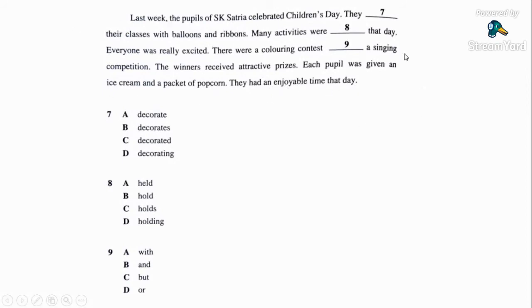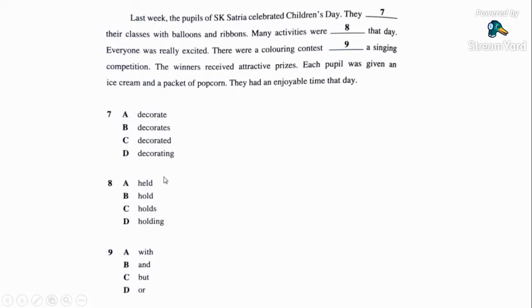So from the passage, now that we have read the passage, we know this is past tense. So now we're just looking for answers which are in past tense. So number 7. They dash their classes with balloons and ribbons. Decorate, decorates, decorated, decorating. So automatically the answer is decorated because it is in the past tense. Many activities were dashed that day. Held, hold, holds, holding. Past tense, held. So the answer is A.